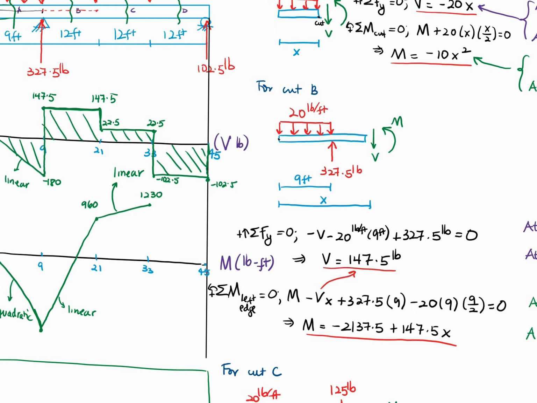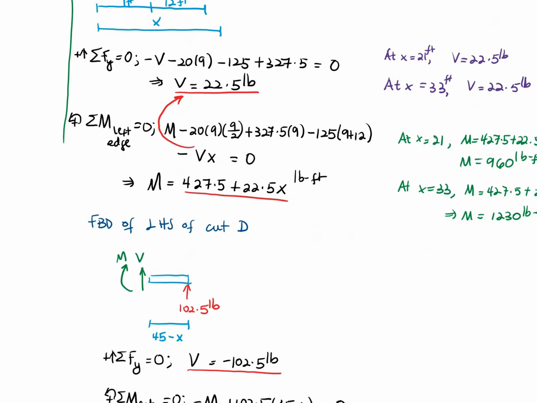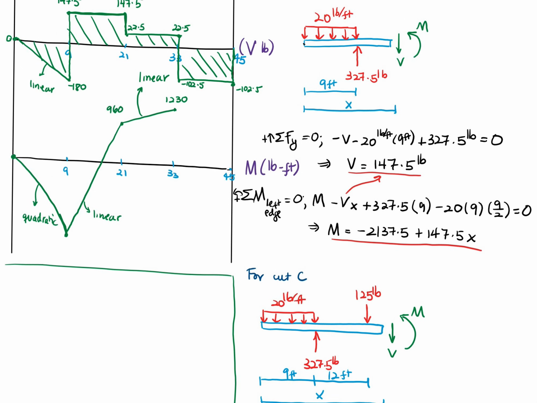And then for the other side, at x equals 33 feet, I end up with my moment at 1230. And at x equals 45, plugging 45 into my moment equation gives me 0, which is very nice because it looks like we've rounded things up really nicely. So 1230, and then we're going to go all the way down to 0. And that's also a line, linear.